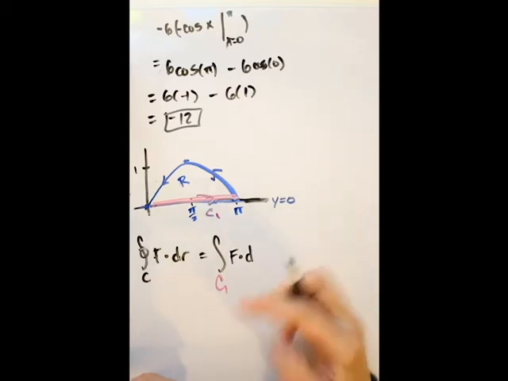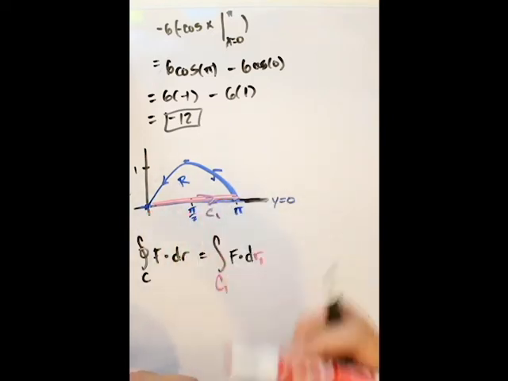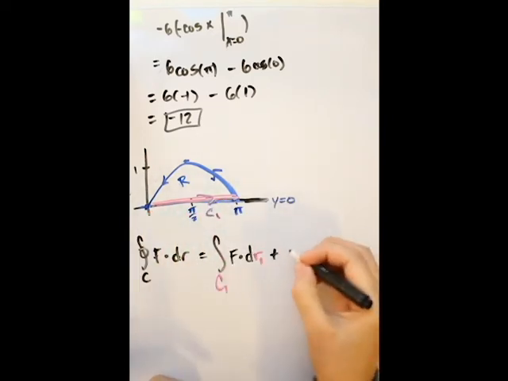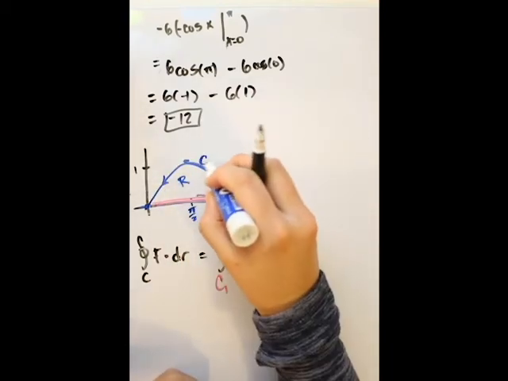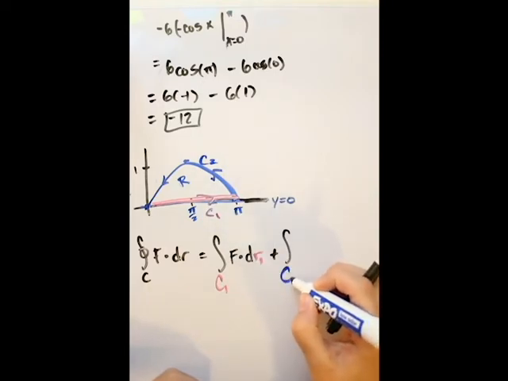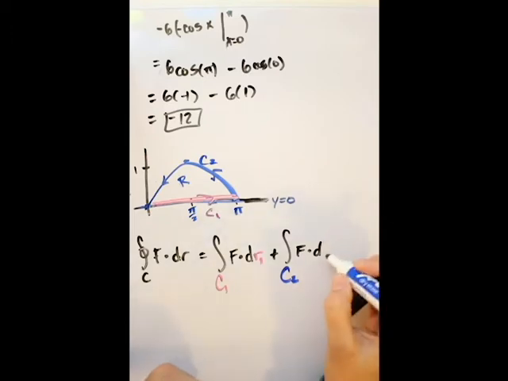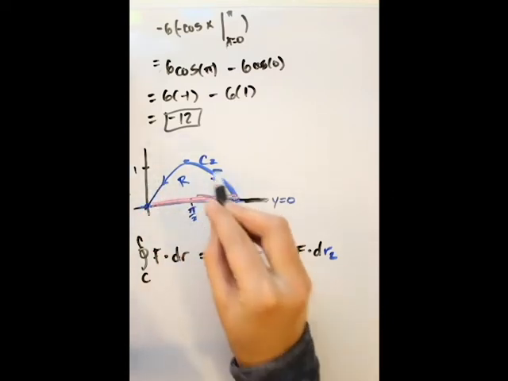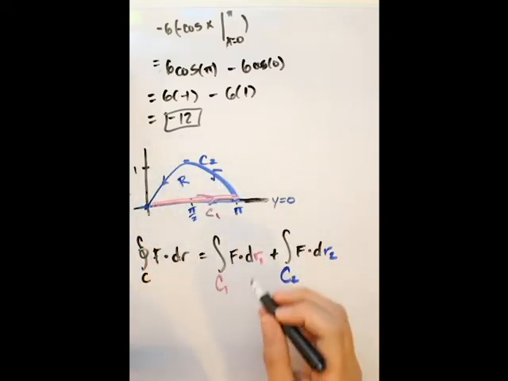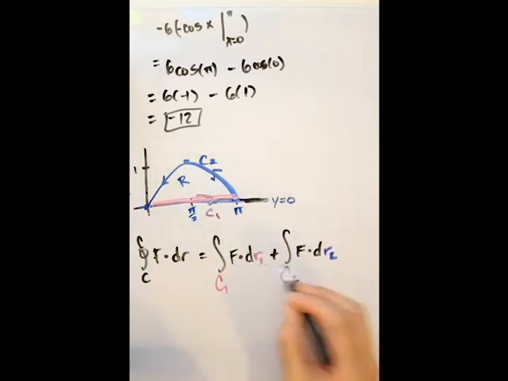parameterized to define this lower boundary. And then we're going to add the integral over this top curve, we'll call this C2, and that would be f dot dr2. Okay. And so we would have to parameterize this lower boundary and this upper boundary, this curve down here and this top curve up here. And so let's go ahead and come up with r1 and r2 real quick.